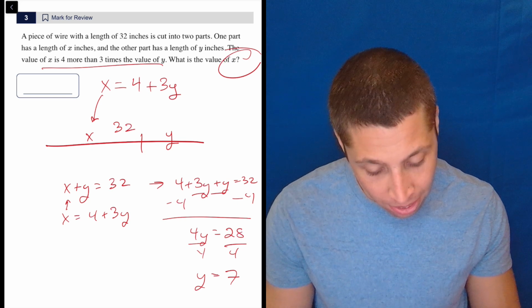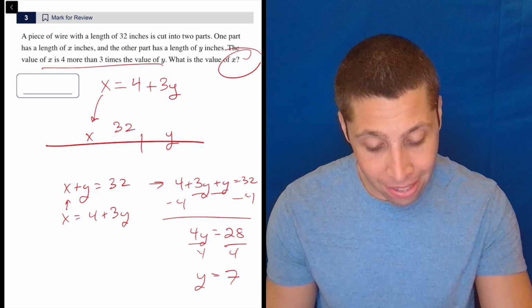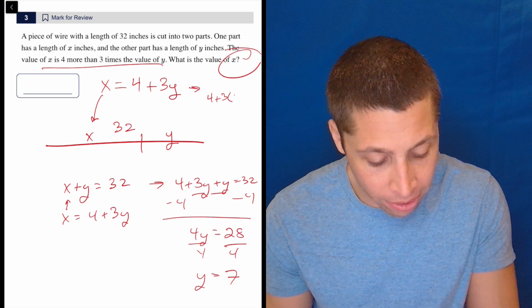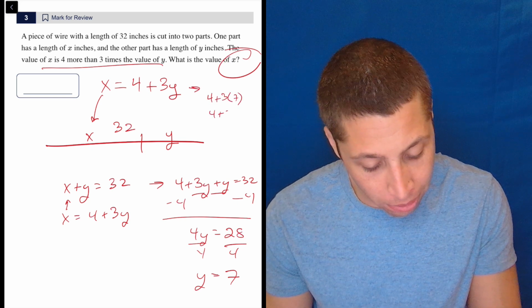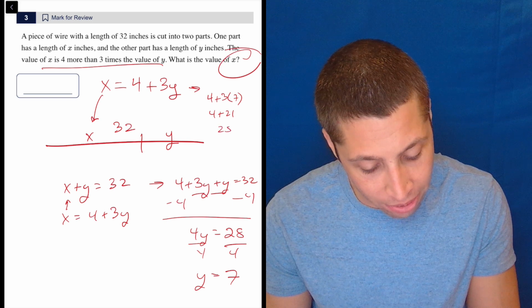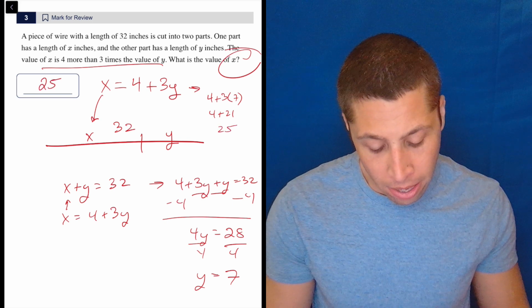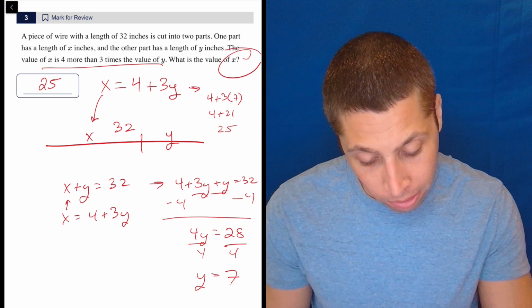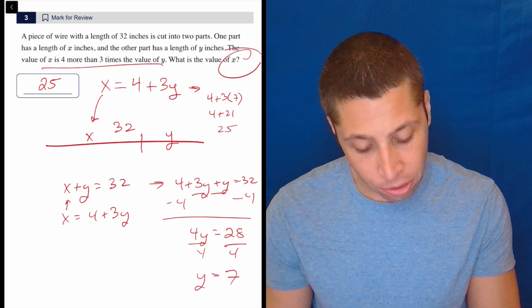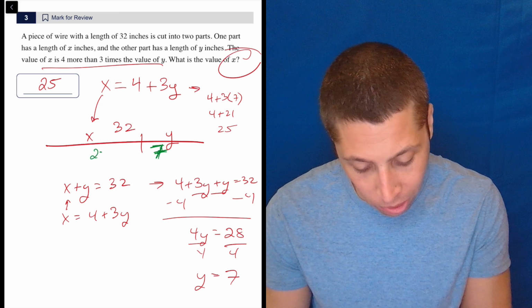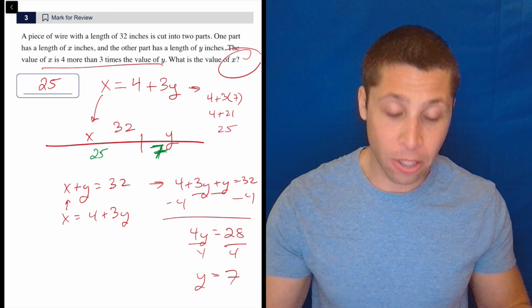So that's easy. We can just go back to either equation here, but I'm just going to go to this one. 4 plus 3 times 7 is 4 plus 21. That is 25. And at this point, I would just double check that everything is right. Let's put this in green so we can see that this is the answer, right? This is 7, and this is 25. 25 plus 7 is 32.